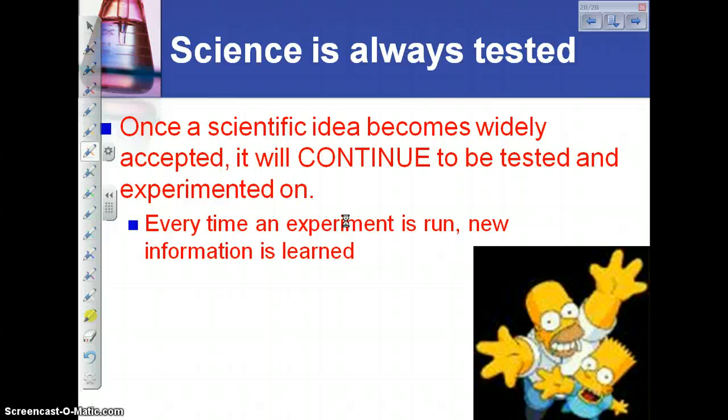Gravity itself was initially proposed and thought of back with Sir Isaac Newton in the 1600s, and today, 400 years later, we are still running experiments basically on gravity. So as we continue to test, we will continue to learn more and more and more.